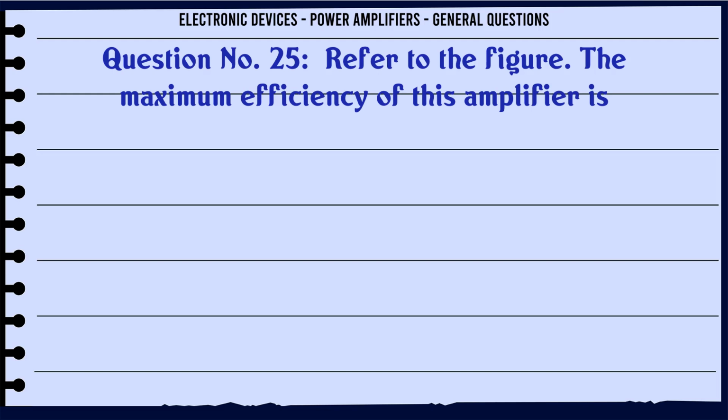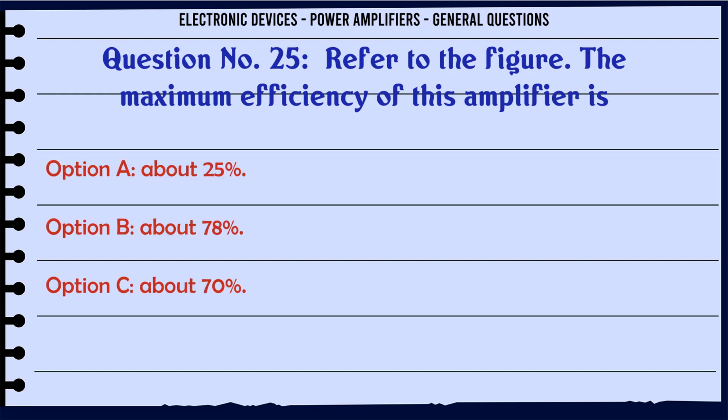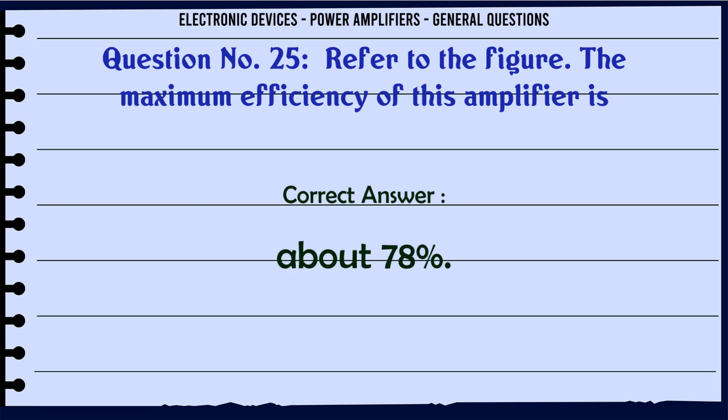Refer to the figure. The maximum efficiency of this amplifier is A: about 25, B: about 78, C: about 70, D: about 100. The correct answer is about 78.